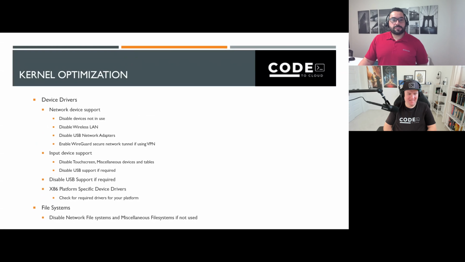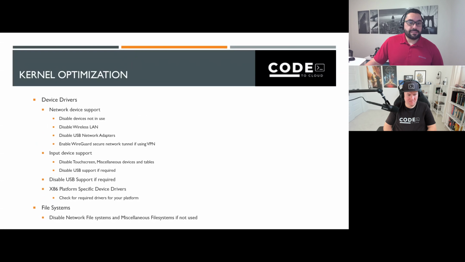For device operations, we have network device support. I would go disable wireless one more time. I would disable USB adapters. If you need a VPN, I recommend you enable WireGuard. It would provide support for most of the VPNs available in the market right now. For the input device support, I would disable touchscreen, miscellaneous drivers, and tablets, because you are not running Linux on any of those devices. You don't need that kind of support. If there is no support for USB, I would take it off here one more time.